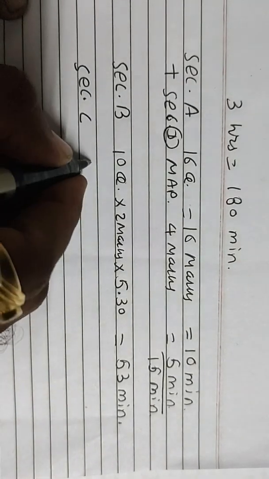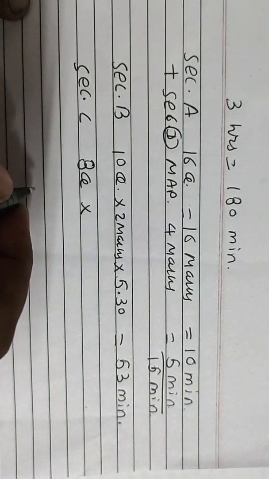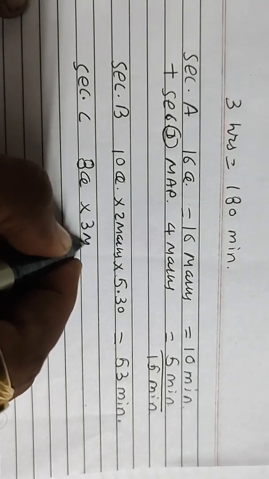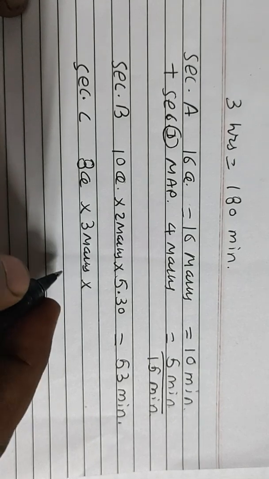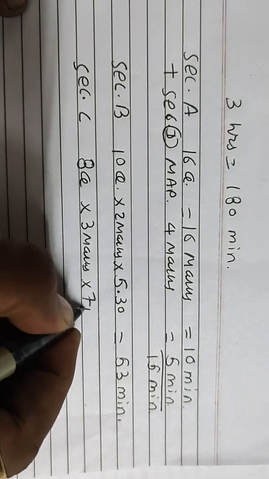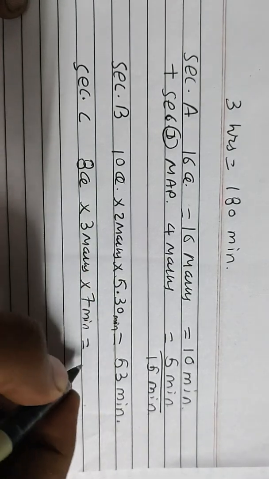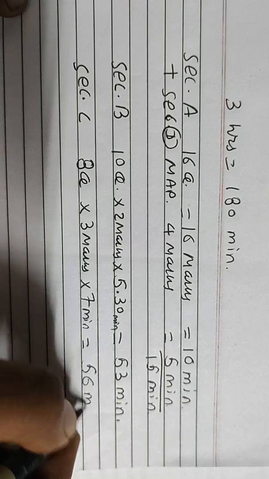After that it goes to section C. In section C you have 8 questions, each carrying 3 marks, and you have to allot 7 minutes. So here it goes for 56 minutes.